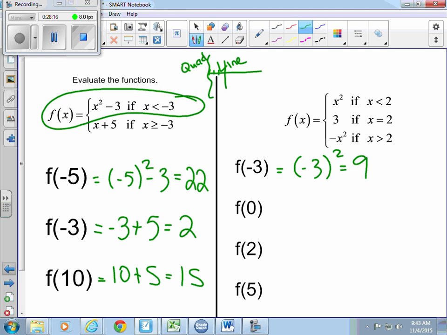F of 0. Where is 0? Still less than 2, right? Where is 2? It equals 2. Well, there's nothing I can plug in, but isn't that 3 all the time? Horizontal line 3. So y is 3 when x is 2. And f of 5. The last equation. It is important that there is a negative in front of that. That negative is outside of the parentheses. So what is negative 5 in parentheses squared?